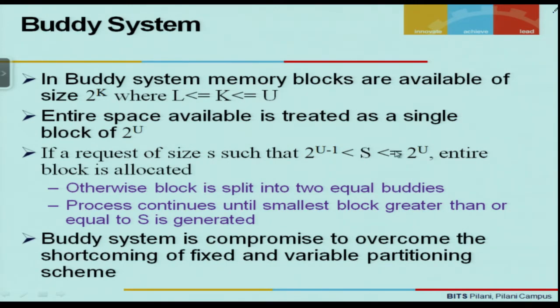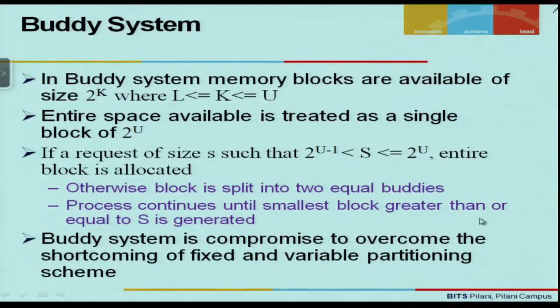The entire complete memory would get allocated to the requesting process. Otherwise, if this condition is not satisfied, and the request S is less than 2 to the power U minus 1, then the entire memory is split into 2 equal buddies, and this process continues until a smallest block greater than or equal to S is generated.